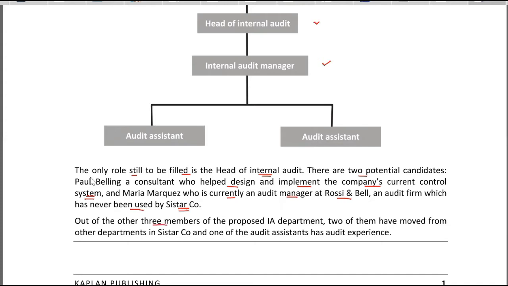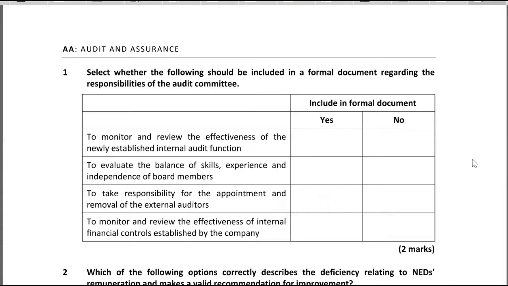Of the other 3 members of the proposed internal audit department, that means the internal audit manager and the two audit assistants, 2 of them have moved from other departments in the sister company, and one of the audit assistants has audit experience. All right. Now you have the option. Select whether the following should be included in a formal document regarding the responsibilities of the audit committee.